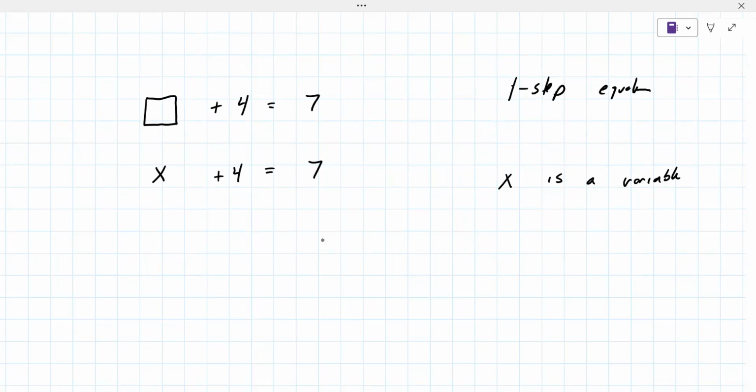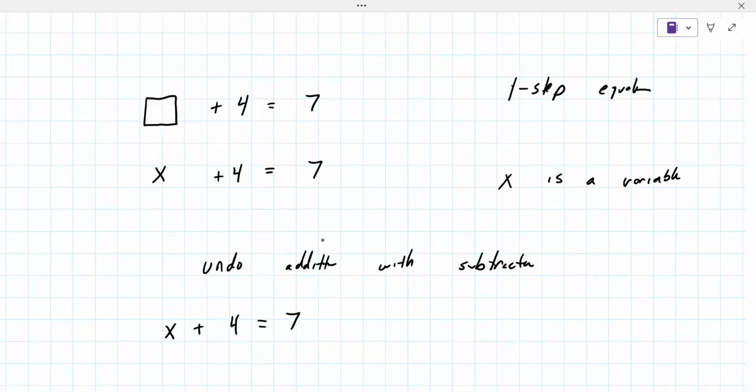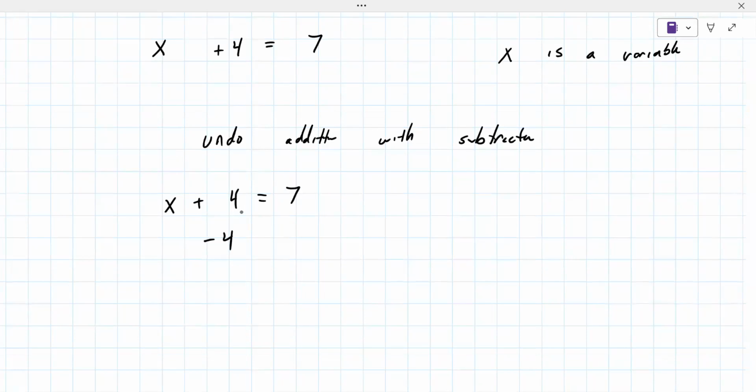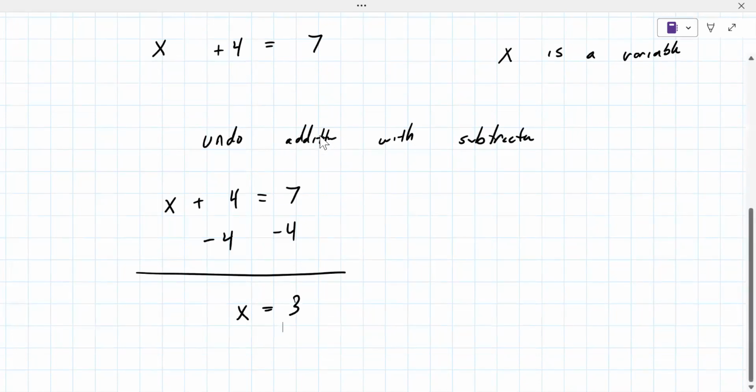So a couple of rules for you here. You undo addition with subtraction. Do you see how there's this x plus 4 here? So you undo plus 4 by subtracting 4. X equals 3, right? So you undo addition with subtraction. All right, so let's take a look at another problem here.